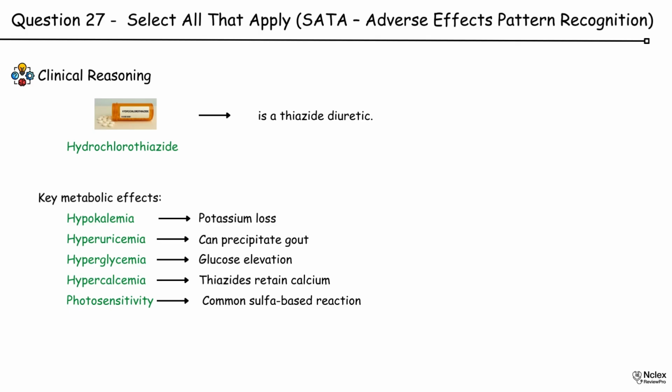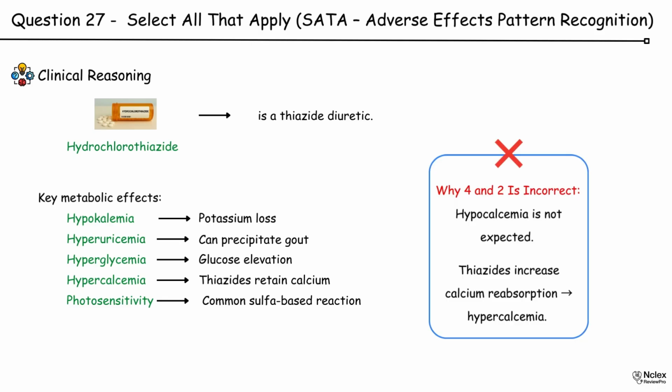That explains option 5. Now here is a key concept. Thiazides increase calcium reabsorption in the distal tubule. That means they retain calcium, so hypercalcemia can occur. That makes option 6 correct. Now let's eliminate the incorrect options. Hypocalcemia is not expected with thiazides. That would be more consistent with loop diuretics. Osteoporosis is not an adverse effect of thiazides. In fact, because thiazides retain calcium, they may actually reduce calcium loss.